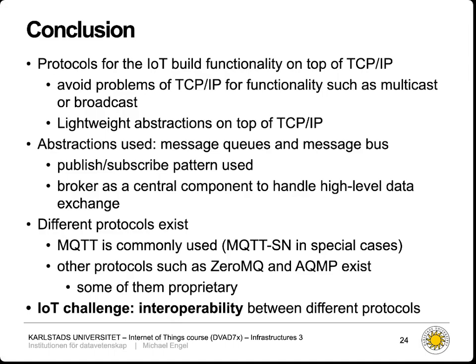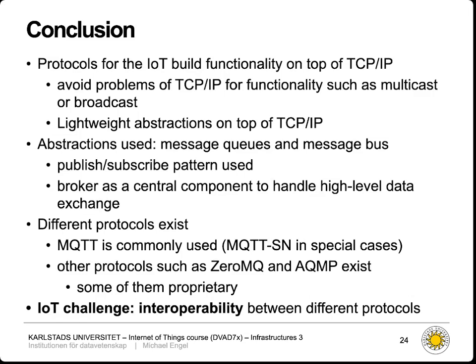And we've seen these abstractions being used as message queues and message buses. We've seen the publish subscribe pattern. That's a very common pattern that avoids storing address information by just having topics. That makes it easier to dynamically reconfigure things on the fly, to add and remove nodes. But for this, we need a broker as a central component to handle this high-level data exchange, and we might have packet duplication, so a higher network bandwidth use compared to if we would have a solution on IP level for this. And we've seen different protocols.